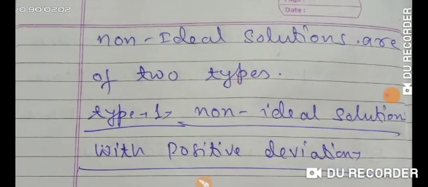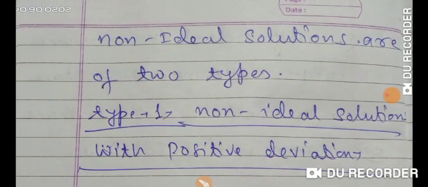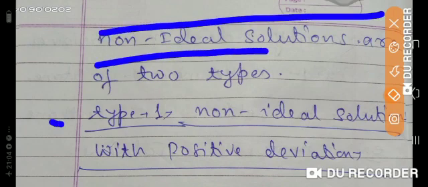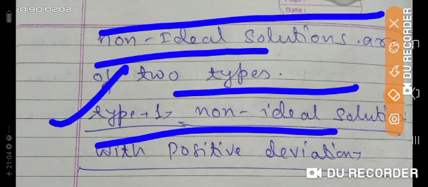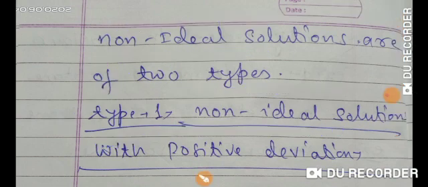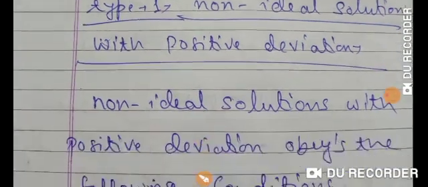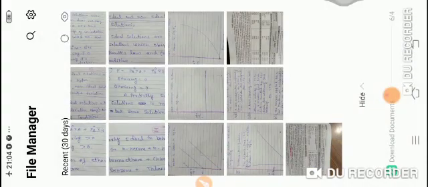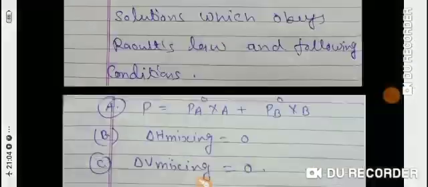Non-ideal solutions are of two types. Type 1, non-ideal solution with positive deviation. What will happen? All the things will be greater after mixing, as I told you earlier, and I am going to show you the condition. Again I am going to the previous page.